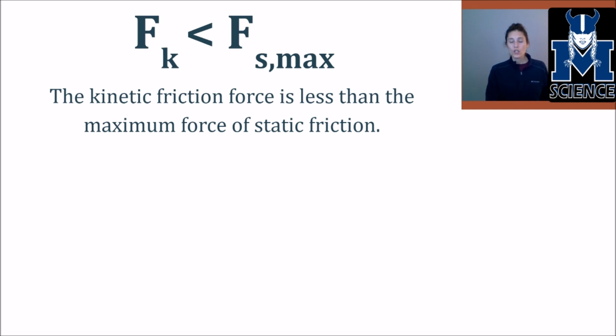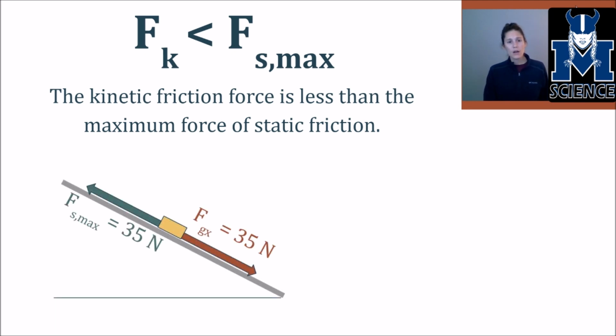Kinetic friction force is always less than the maximum force of static friction. And that makes sense, right? Because if you have an object on an incline, let's look at our banana example again. We have our object on our incline. Let's say we got it to the point just before it's about to slide, and there's a 35 Newton force down. The max static friction force is up the incline at 35 newtons, but as soon as that banana begins to slide, it just continues moving.